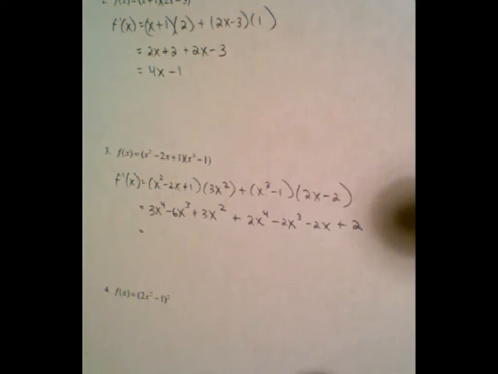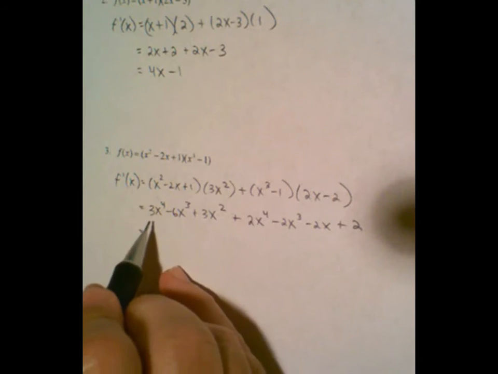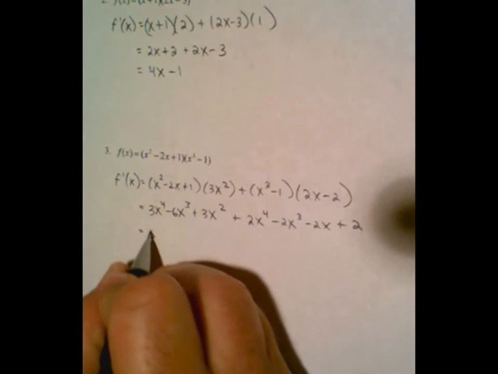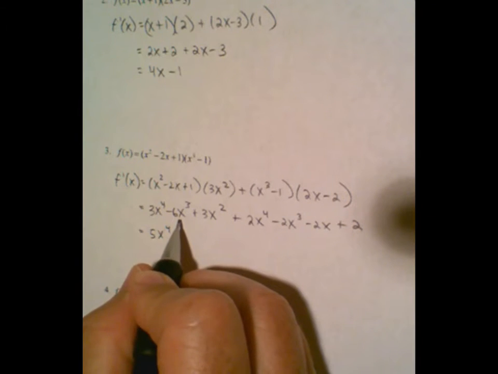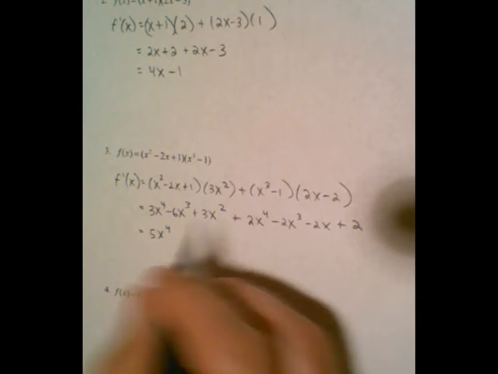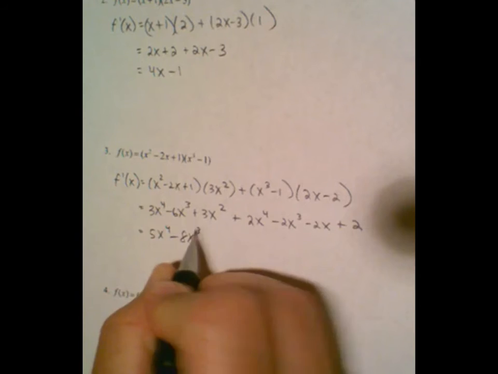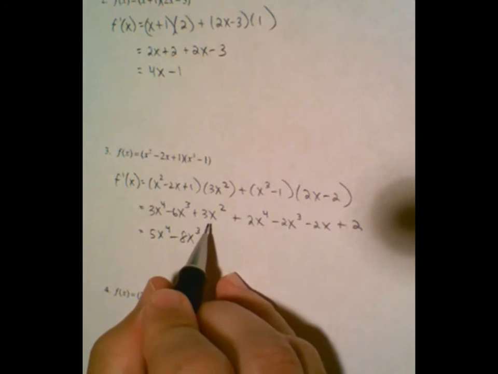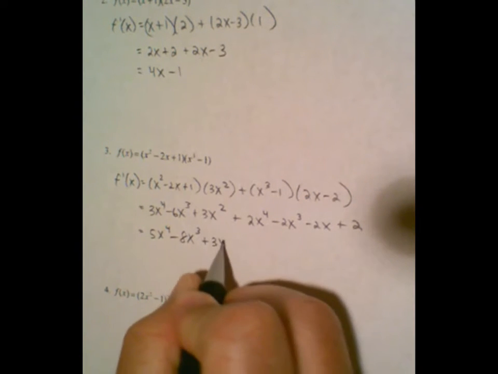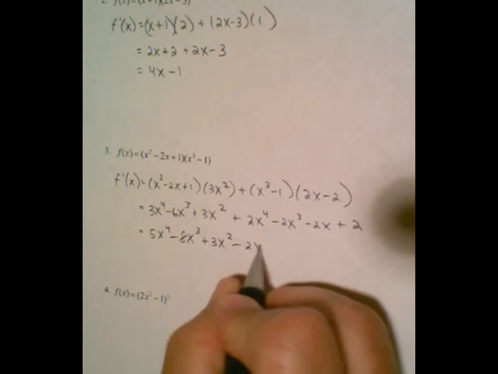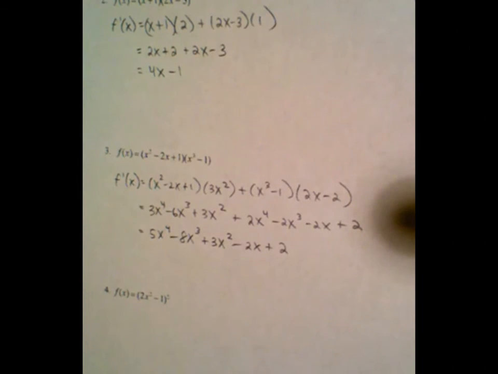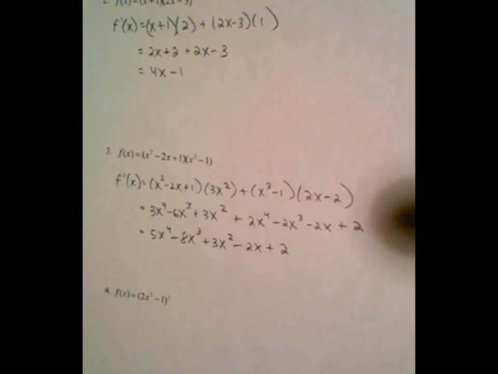Guys, you can pause it if it's going fast. 3x to the fourth plus 2x to the fourth is 5x to the fourth. Minus 6x cubed minus 2x cubed is minus 8x cubed. And we look at the squareds. There's just plus 3x squared. And then we have the minus 2x and the plus 2. 5x to the fourth minus 8x cubed plus 3x squared minus 2x plus 2.